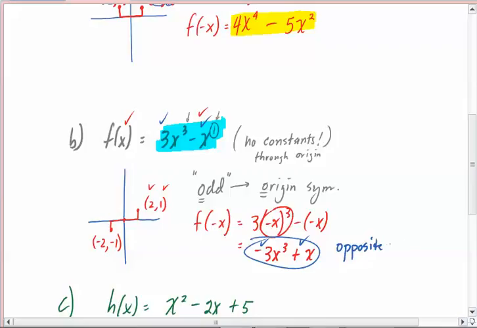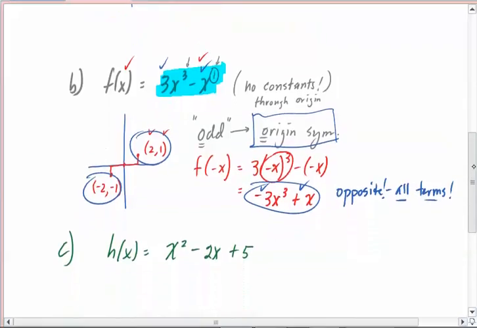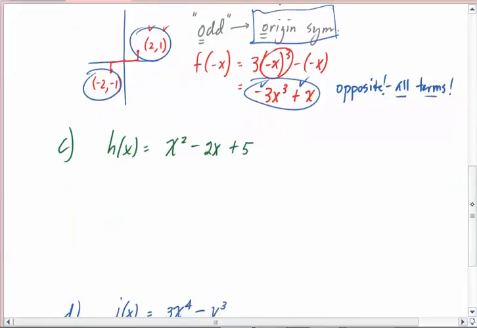Everything about it, all terms are opposite. Guess what that means? That it has origin symmetry. It's the same concept here. I had put in a positive x, I got out that particular y value. I put in the negative x, I get out completely the opposite y value. That proves it. Okay, let's look at a couple more and we'll be through.